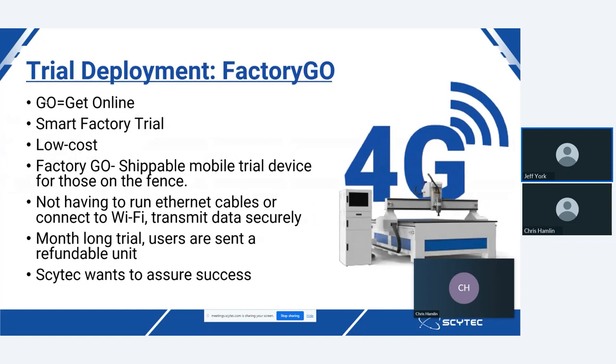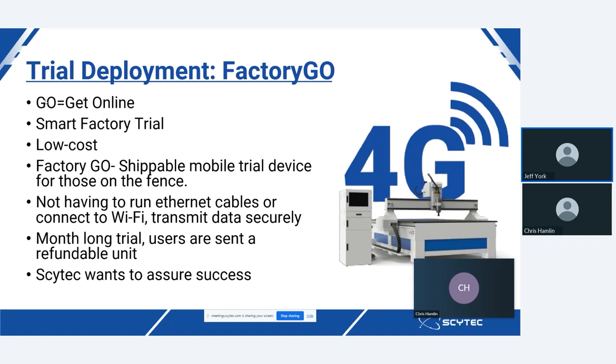Finally, I'd like to go over another recent offering that we have, which is our trial deployment, called the Factory Go. The Go in Factory Go stands for Get Online, and this is for our trial customers that are just looking to get started with machine monitoring in the most painless way possible. Factory Go is a shippable mobile trial device that is refundable at the end of your trial, which can go anywhere from 1 month to 2 months, depending on how things are going.